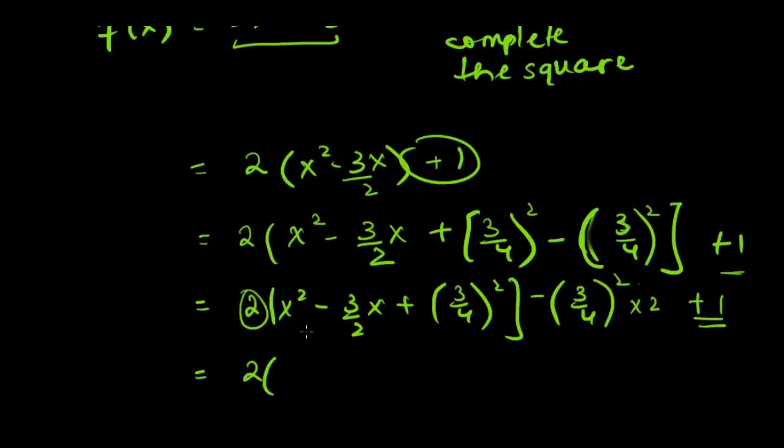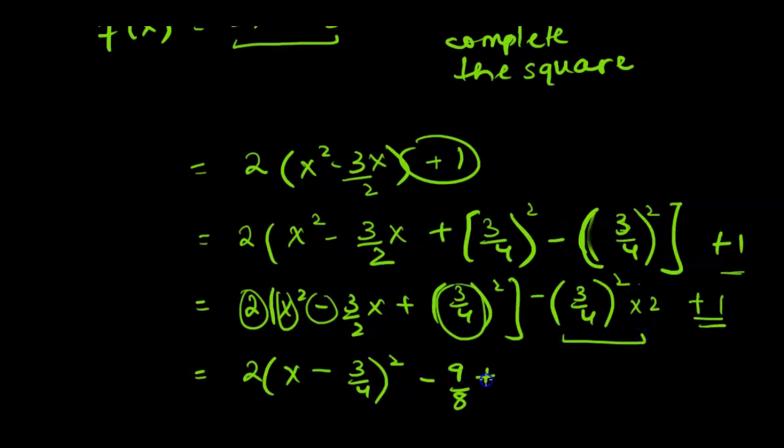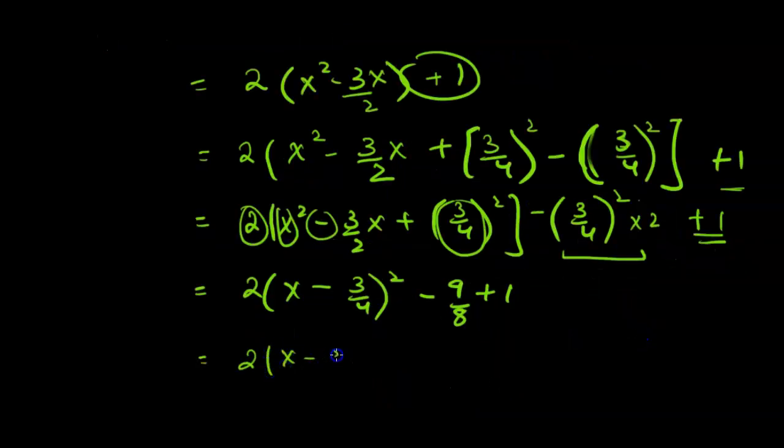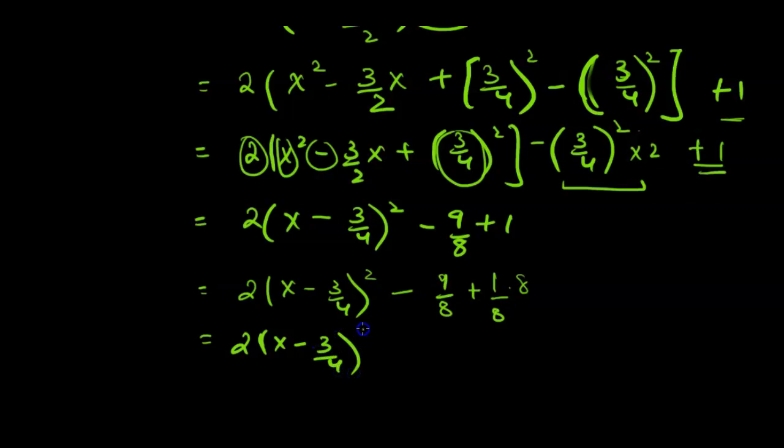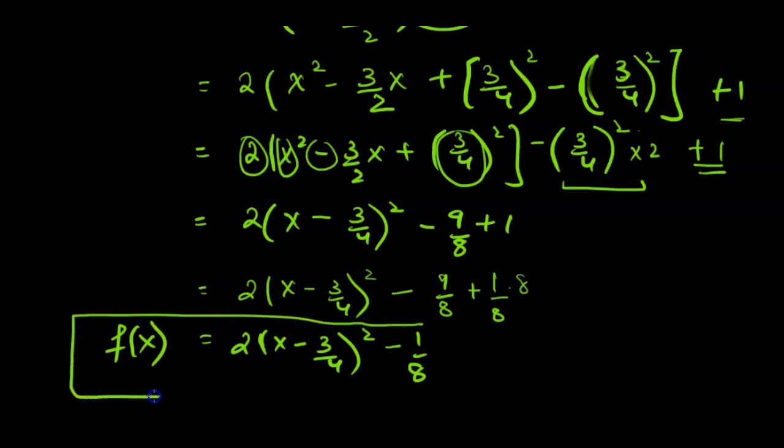From here I'm going to write out my answer, so I'm going to take in x minus 3 by 4, whole square it, and I would get a minus 9 by 8. This I would get when I solve this, plus 1. To simplify this, I'm just going to put in a common denominator. So I would multiply and divide 1 by 8. And finally, my equation is going to be 2 times (x minus 3 by 4) squared minus 1 by 8. So I have the equation that was given to me in standard form now in vertex form.